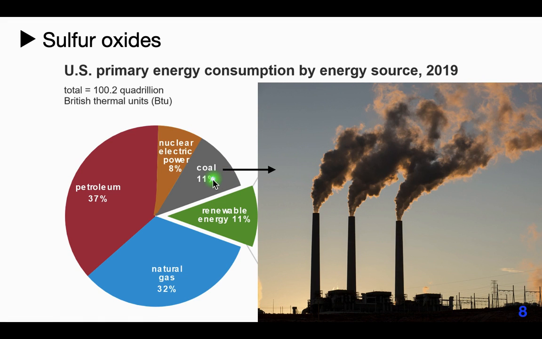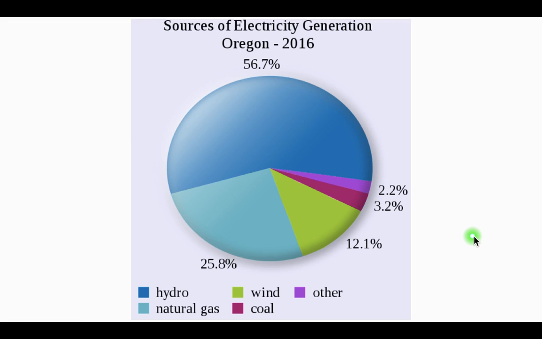But it's coal that we're going to be interested in, and that is in coal-burning plants that will produce sulfur oxides, as we'll see. Now, before we get to that, I thought you might be interested to see the energy sources in Oregon. This is from 2016. 56.7% comes from hydroelectric, from dams. Only 3.2% comes from burning coal, which is what we're about to discuss. Burning coal is much more common on the East Coast.